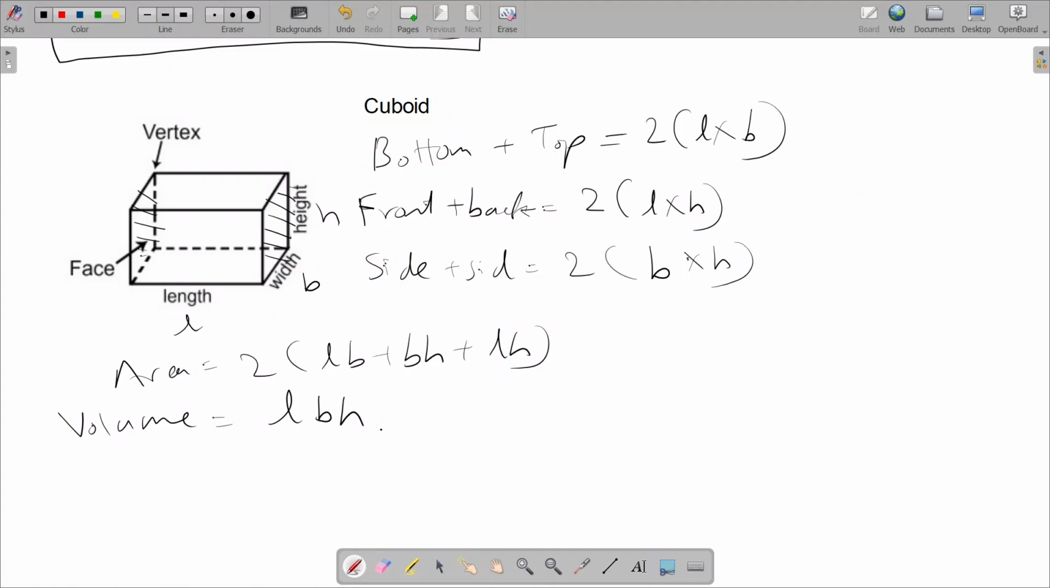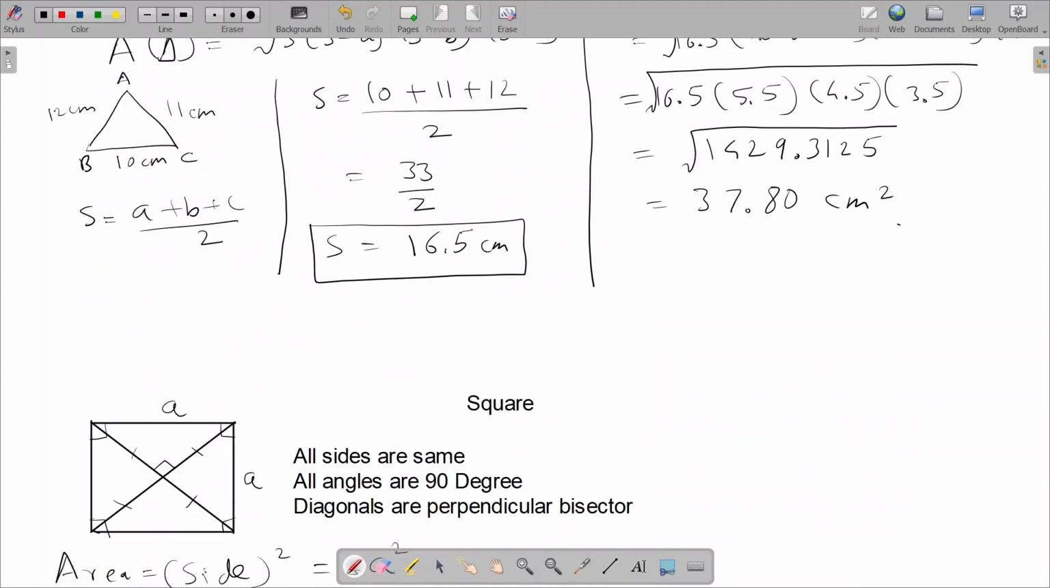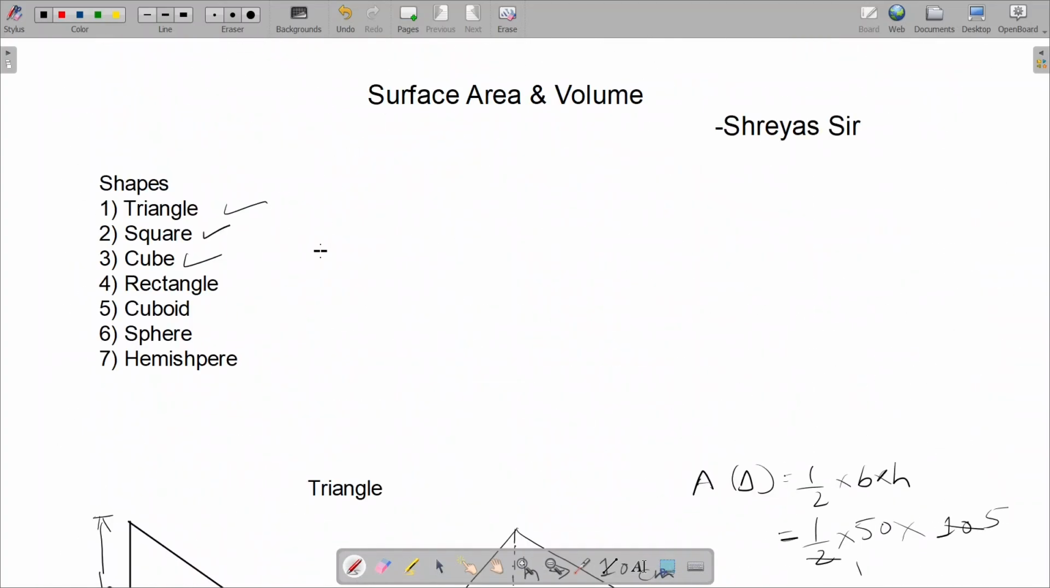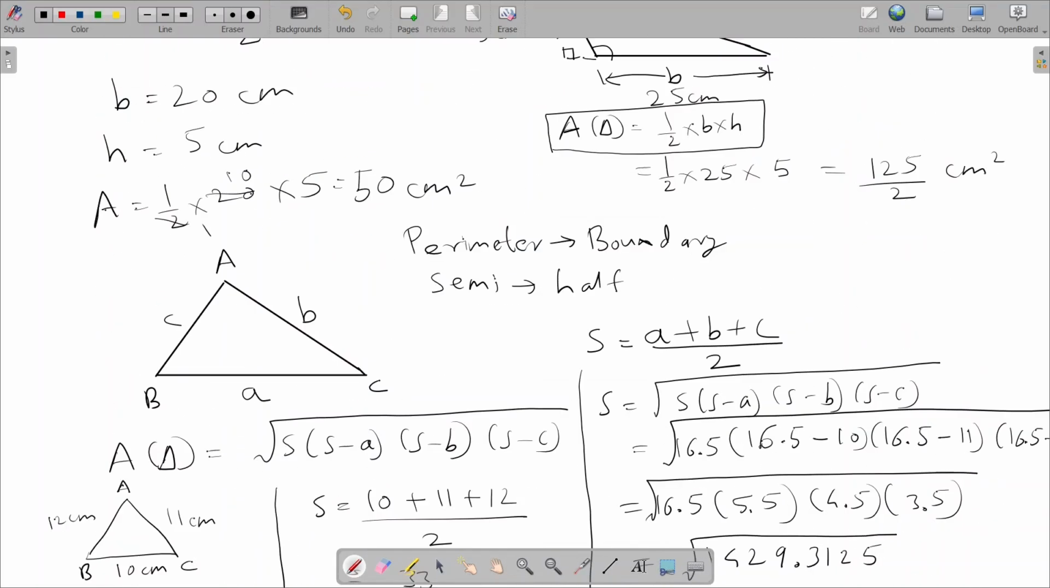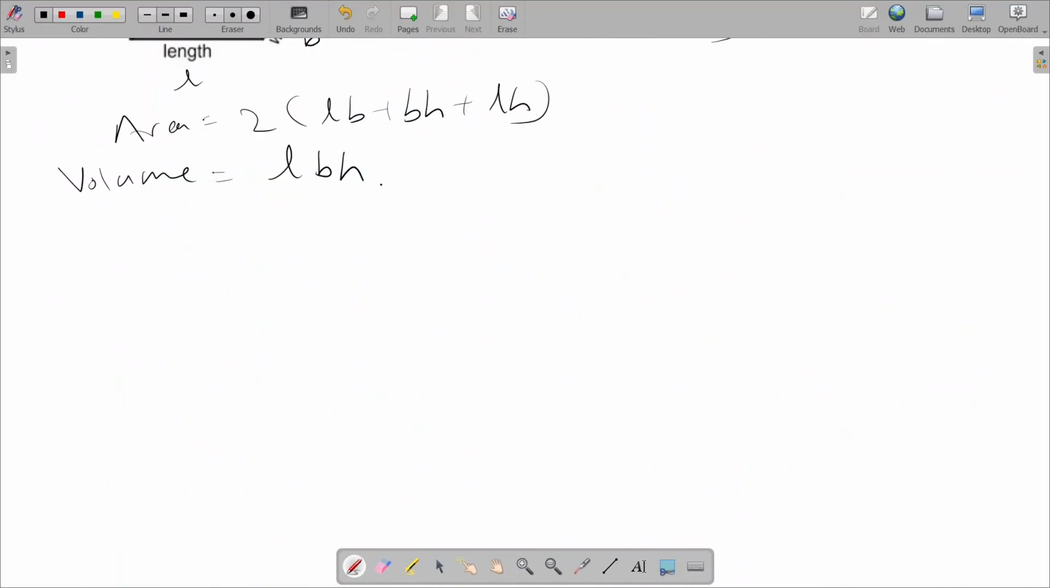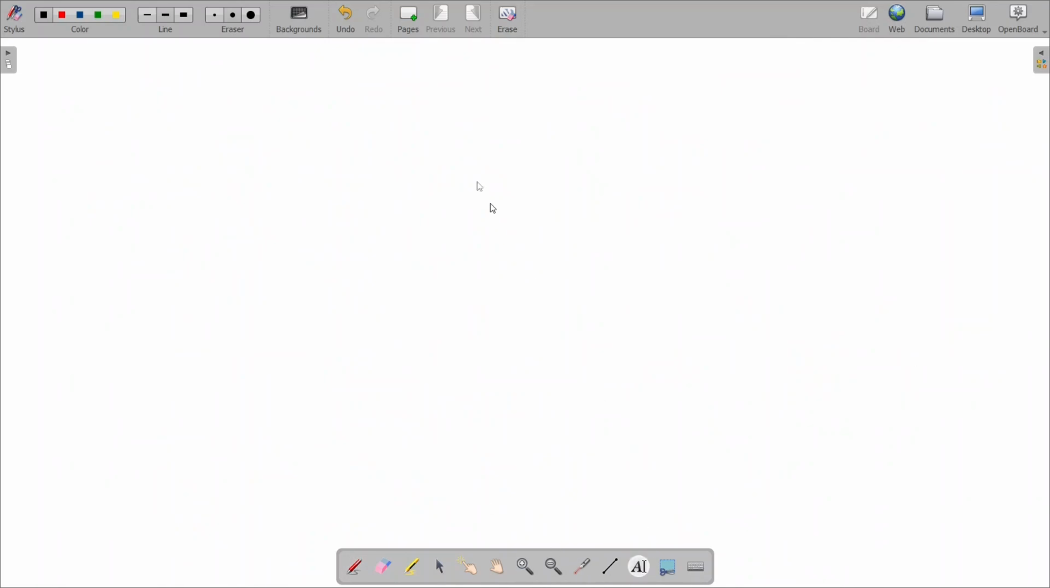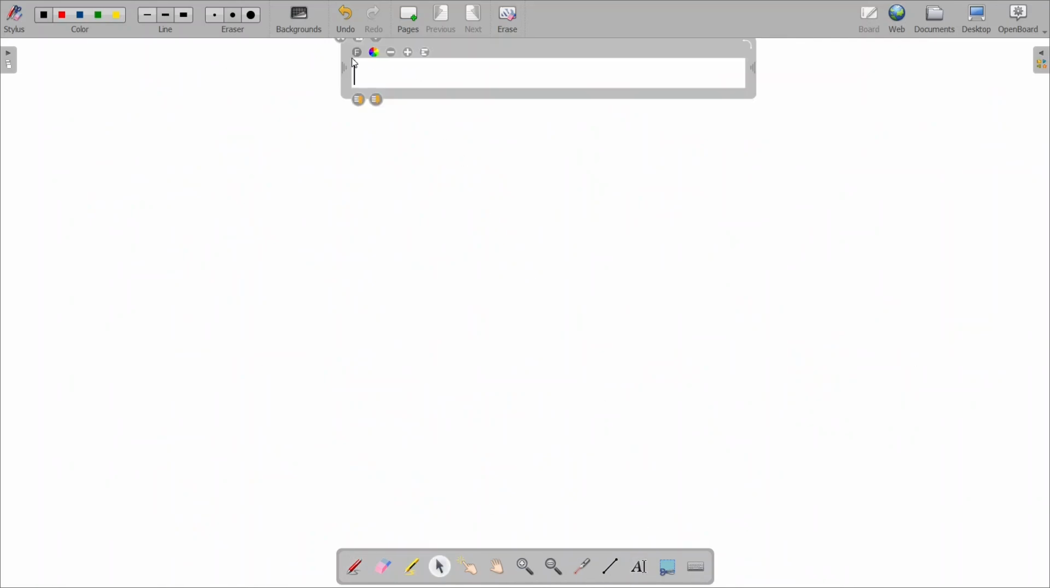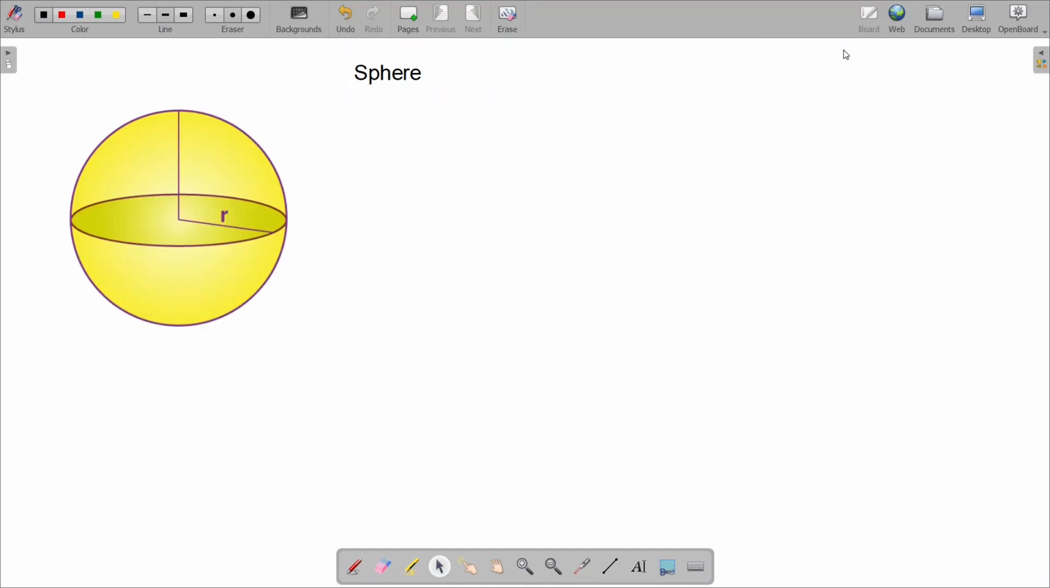Simple. Clear? I hope you're getting it. So cuboid is also over, and let's go further. Rectangle over, cuboid over. Now the main shapes where people get highly confused are spheres and hemispheres. So let's go for this. I'll take spheres first. Let's go for the most important shape over here, sphere.